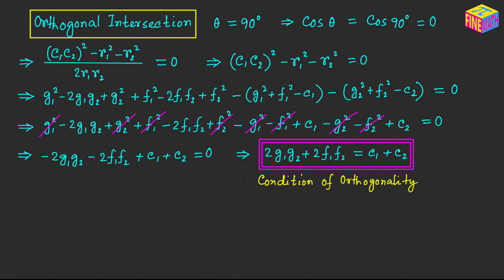So if we are given the equations of the circles, and if we are asked to find out if the circles intersect each other orthogonally, then we can try to calculate the value of the left hand side and the right hand side separately. And if we notice that the values are equal, then we know that the circles intersect each other orthogonally. So this is called the condition of orthogonality or condition of orthogonal intersection.